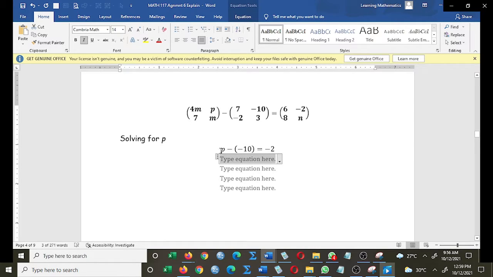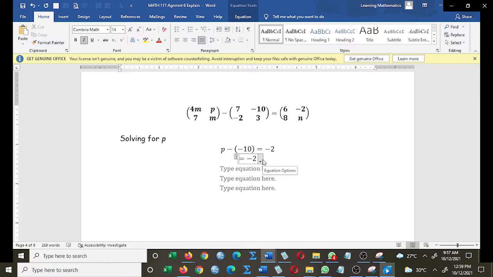So P minus negative 10 equals minus 2. Read it again, take your time and read it again. P minus negative 10 equals minus 2. Right. So that minus two, let's just put an equal minus two. But on the left side, P minus negative 10, add. Why add, which is correct.